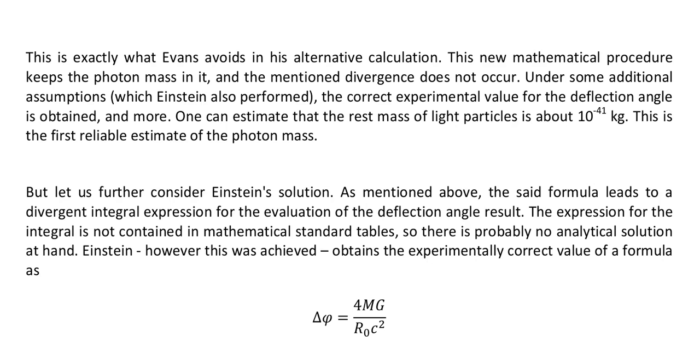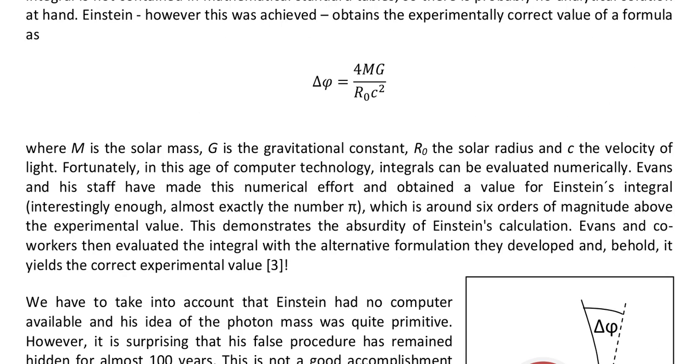But let us further consider Einstein's solution. As mentioned above, the formula leads to a divergent integral expression for the evaluation of the deflection angle. The expression for the integral is not contained in mathematical standard tables, so there is no analytical solution. Einstein, however this was achieved, obtains the experimentally correct value of a formula as delta phi equals 4mG over rc squared, where m is the solar mass, G is the gravitational constant of Newton, r is the solar radius, and c is the velocity of light.